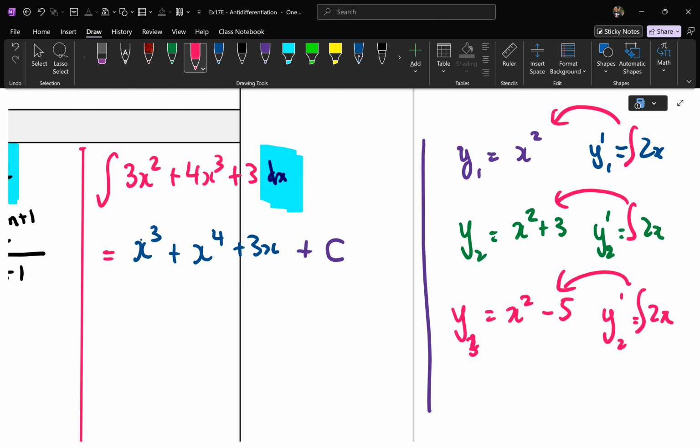So 2 marks. If you did not put a plus c, you lose a mark for the answer mark. If you didn't write dx, you lose a mark for the method mark. This is a method mark. This is an answer mark. Okay, so both are important all the way up to year 12. Cool? That's it for today's lesson.